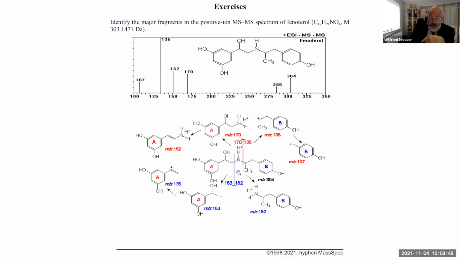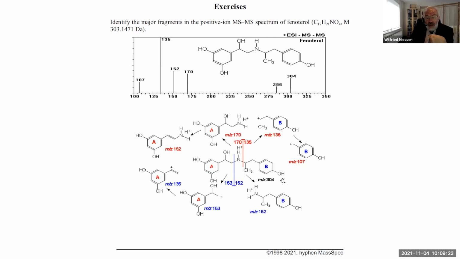In addition, we can have cleavage at the other side of the nitrogen, where we get the 153 and the 152. Well, the 153 we don't see, but we see a 152. So it could be a possibility. And then we can also say we have secondary fragmentation. So we can have a water loss from the 153 to explain the 135. And we can have a water loss from the 170, as you proposed, to have the 152.